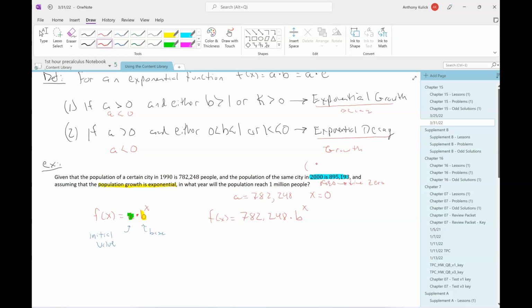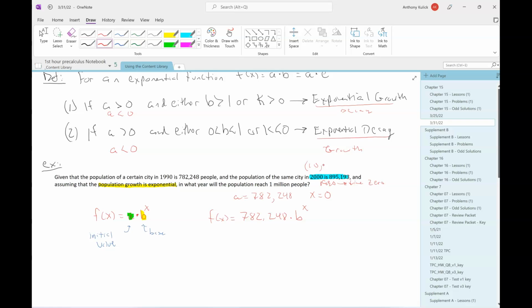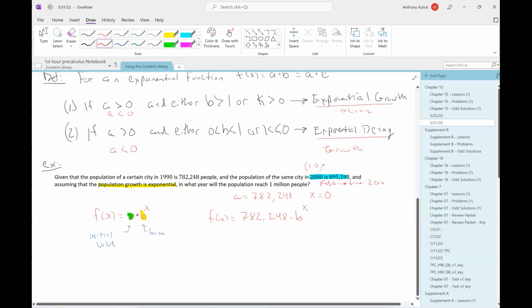Well, it wouldn't be 2000 if 1990 is time 0. Yeah, let's make that 10. Is everybody clear as to why 2000 is turning into 10 here? Just 10 years after the start of the problem. The problem starts in 1990. 2000 is 10 years later.